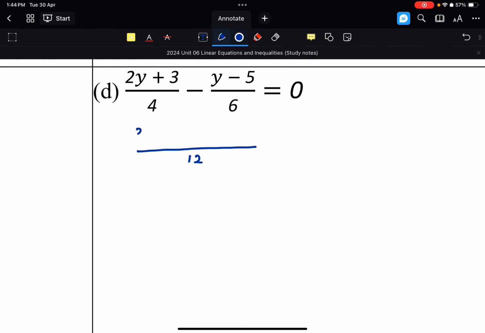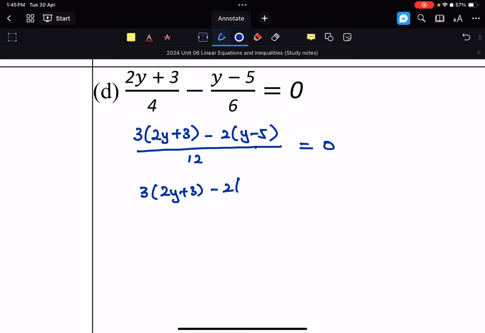So what we will have is 3(2y plus 3) minus 2(y minus 5) equals 0. So what happened? I multiply by 12 on both sides. So 3(2y plus 3) minus 2(y minus 5) is equal to 0, because 0 times 12 is 0. Right? So simplify this. 6y plus 9 minus 2y plus, let me write this properly, 10 equals 0.